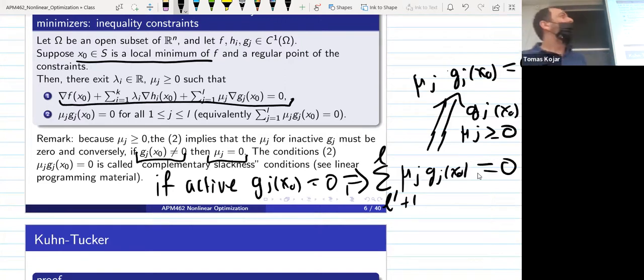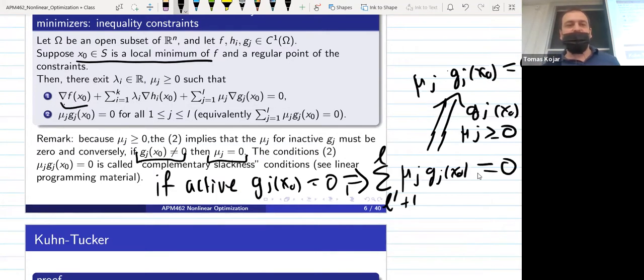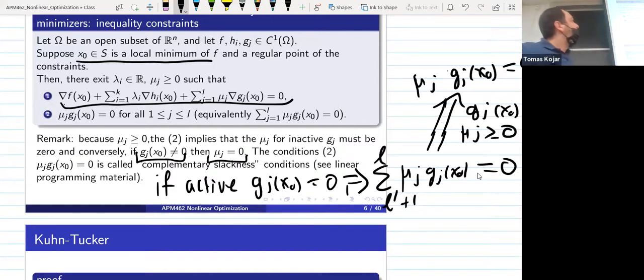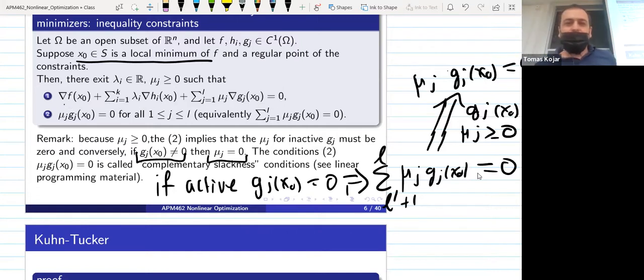Now, why do you care about this? Because when you're searching for a local min, this is the stationary condition. You will have some minimization problem, I will do an example. You compute the gradients, you set them to 0, and this will give you a system of equations, because these are vectors. So this is what I'm trying to prove.